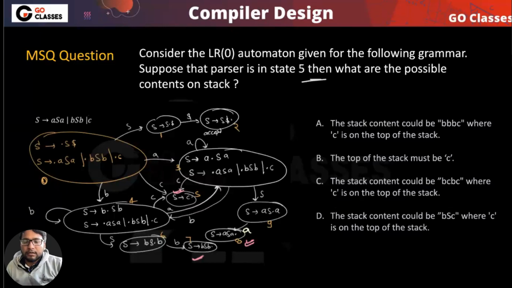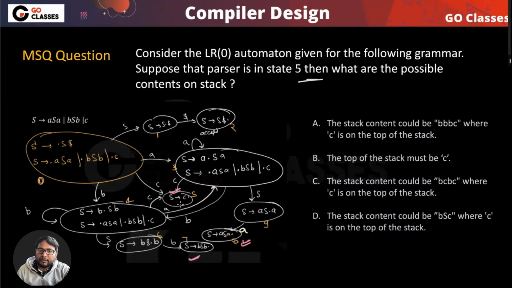See, they're asking the possible content on the stack. If you're in state 5, how can you come to state 5? Maybe you can come directly, maybe C is the only thing. Can you see this state 5? So what is the content on the stack? Maybe only C. Can it be B B C three times, or B and C, if you are in state 5? You could be having this in the stack.